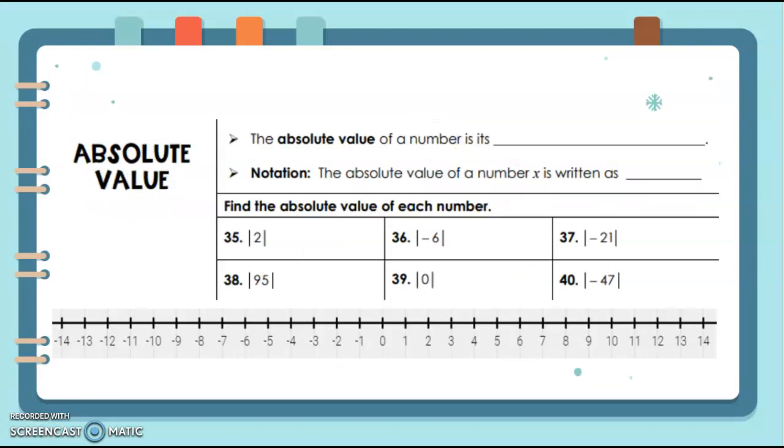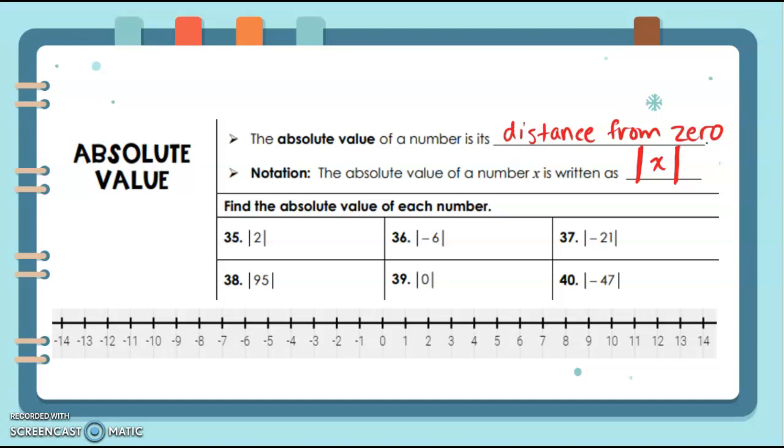And finally, to end our intro to integers, we're going to discuss absolute value. The absolute value of a number is its distance from 0 on the number line. The absolute value of a number x is written like this. We have these absolute value bars on either side, and here's little x inside. So we can read this as, what is the absolute value of x? And x can represent any number.